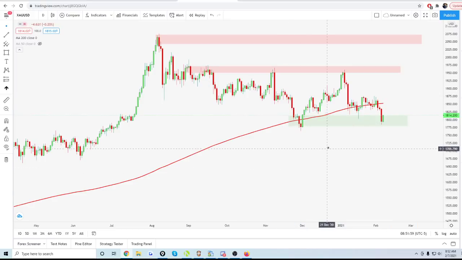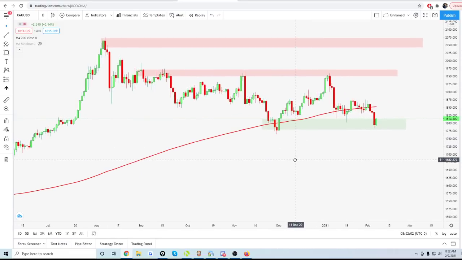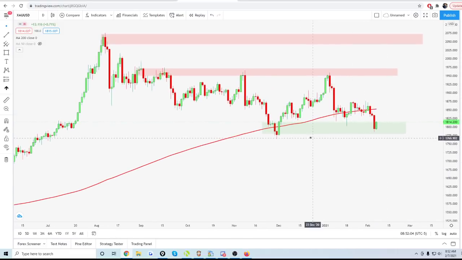Okay, good. So, with that said, we've entered into this weird range-bound market where we've got the extreme lows that are holding and we've got the extreme highs that are holding.